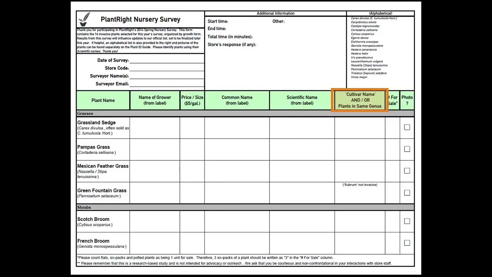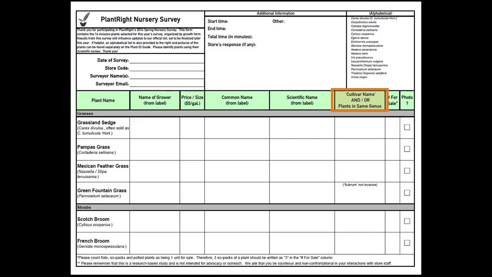I'd also like to highlight this space for cultivar name and/or plants in the same genus. A plant may have a cultivar name when it is a variety of an existing plant species, and these cultivar names are commonly in single quotations. So, for example, there could be a cultivar of pampas grass, Cortaderia selloana, 'Ivory Feathers', and they would usually have that in single quotations.